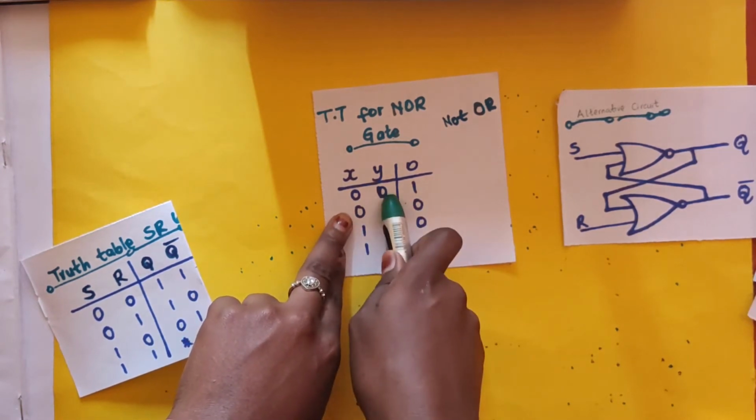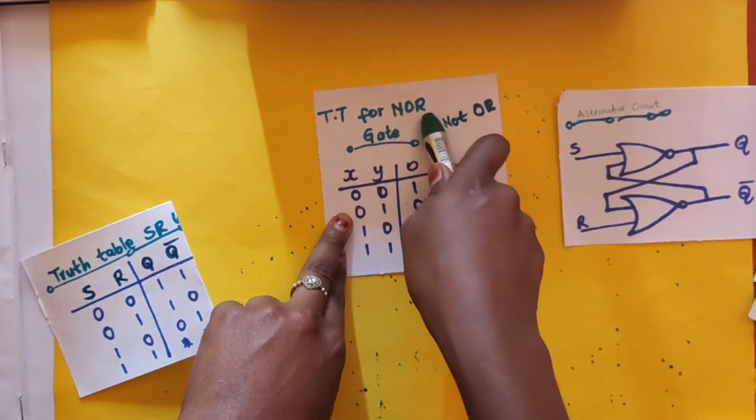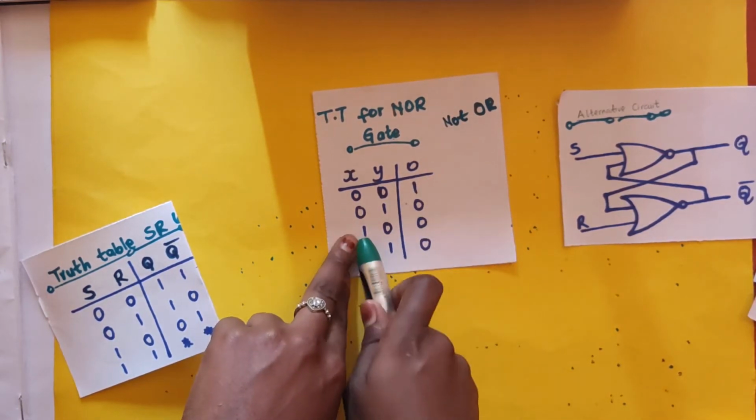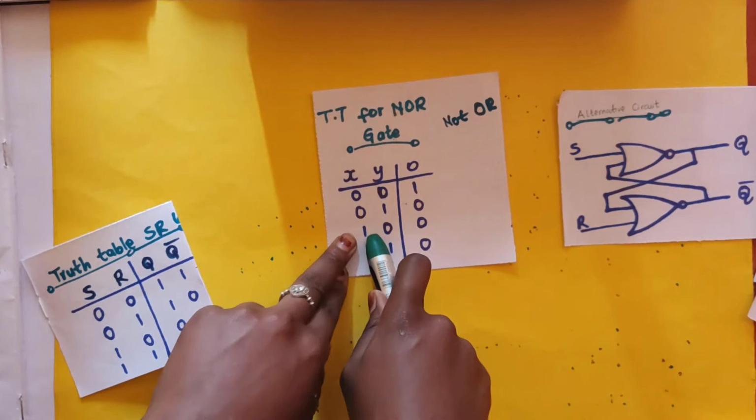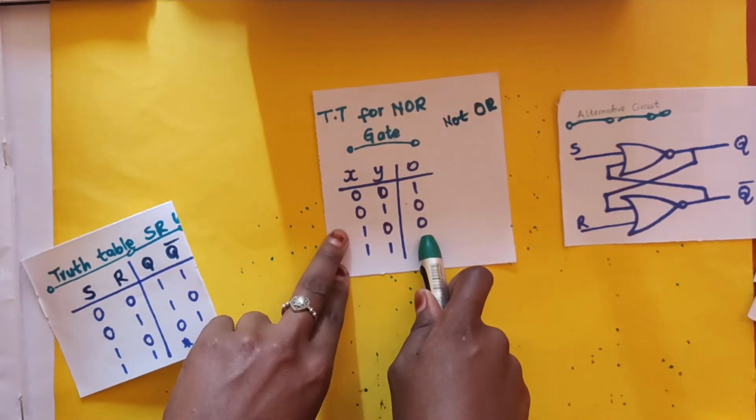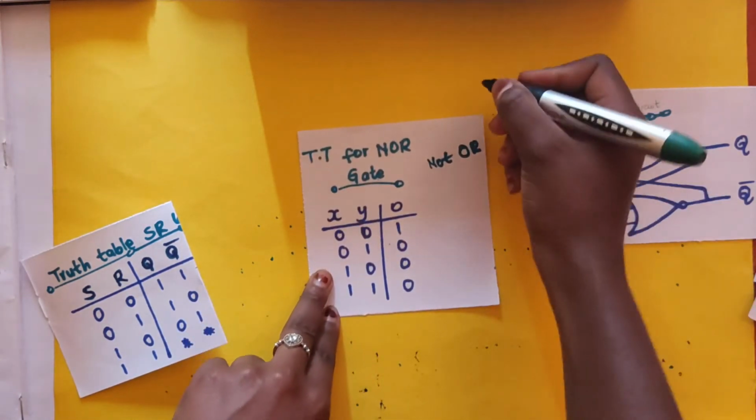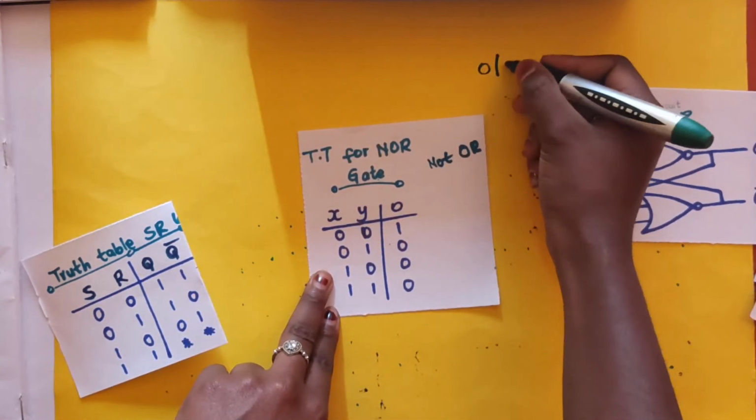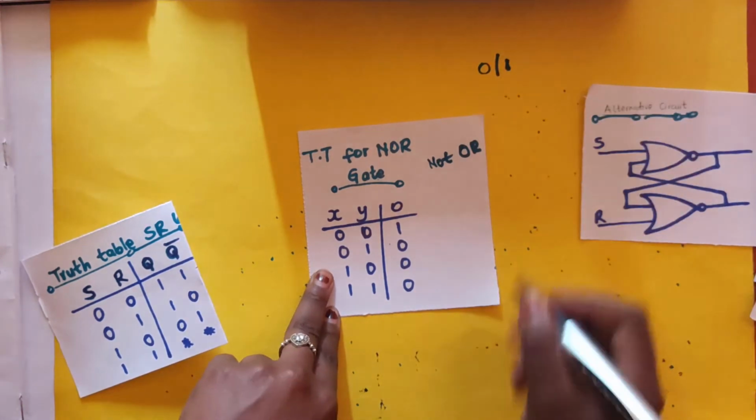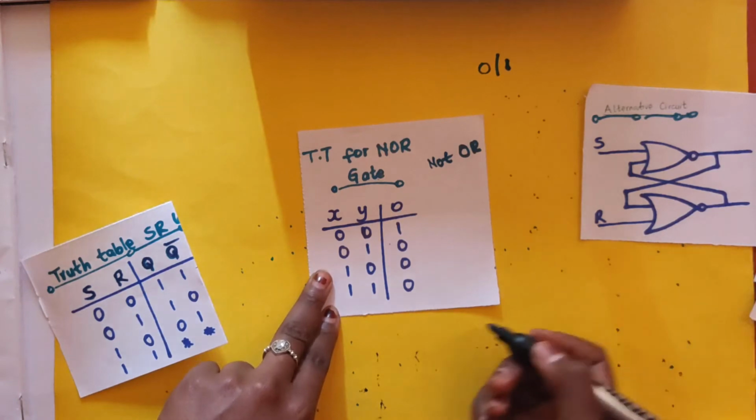0, 1, there is a 1. So it would have been a 1 if it were an OR gate. But since it's NOR, it's a 0. 1, 0, there is a 1. So it will be 1 if it were OR, but since it's NOR, it's a 0, because it's not OR. And it's binary, 0 or 1. So if it's not 1, it's 0. That's the concept we are going with.